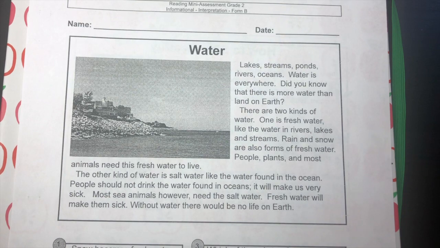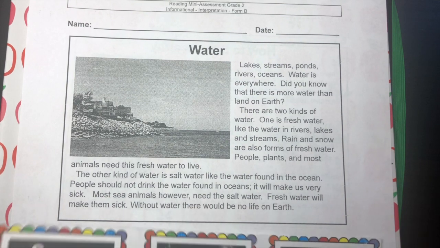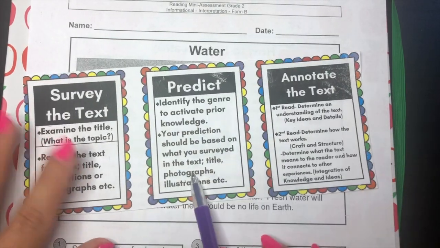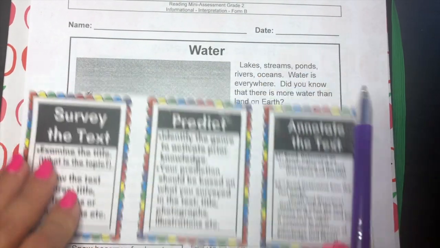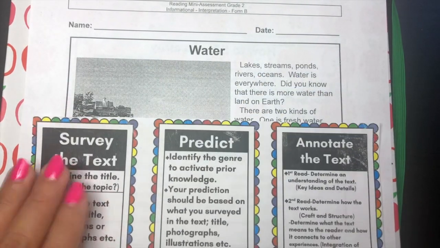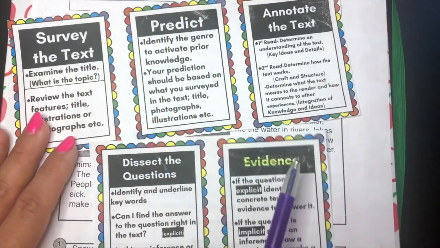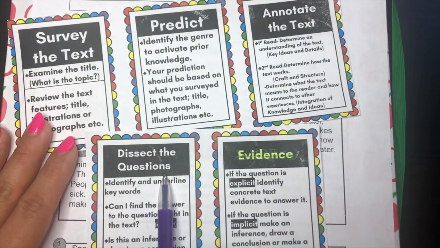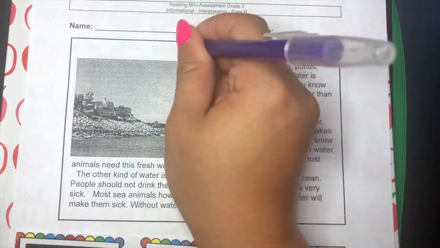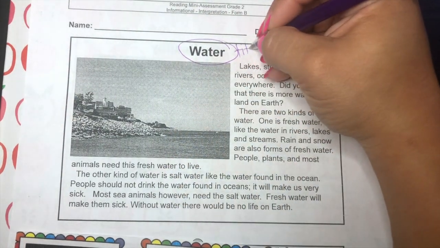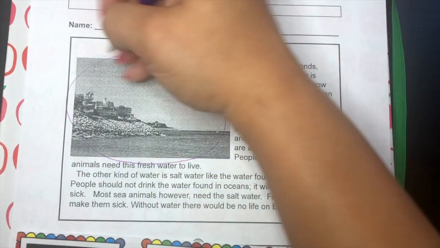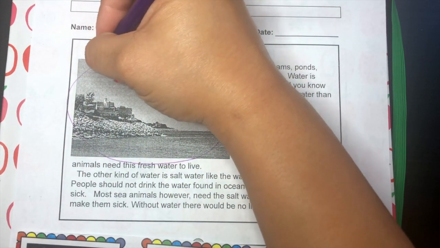So, remember what we always do. We survey the text, we write our prediction, and we annotate the text. Then we dissect the questions, and we look for text evidence to support our answers. So the first thing I'm going to do is look at the title. Then we're going to look at the, that looks like a photograph.